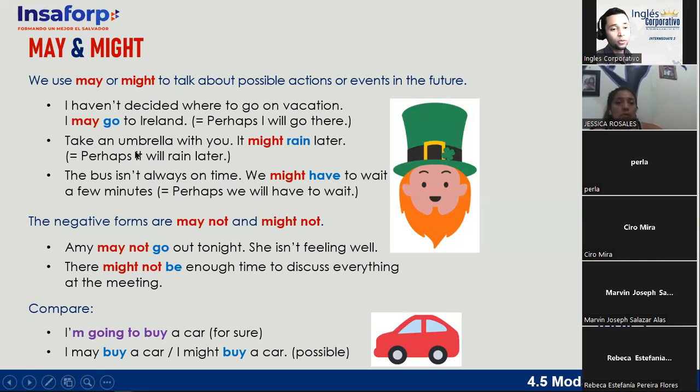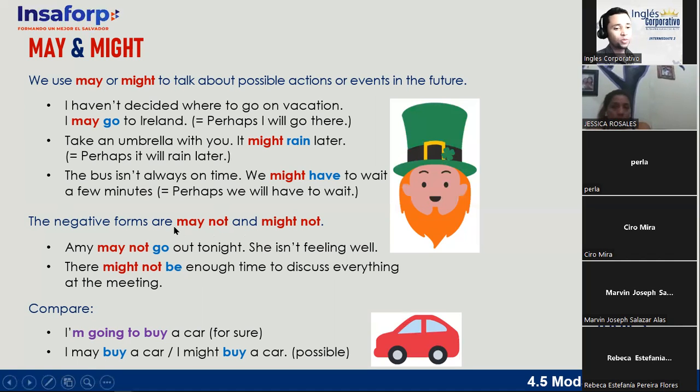Second example, take an umbrella with you. It might rain later, okay? That means perhaps it will rain later. It's possible. But we don't know. Por si acaso, lleves el paraguas, porque puede que llueva. The bus isn't always on time. We might have to wait a few minutes. That means perhaps we will have to wait. Like in El Salvador, right? You have to wait for the bus all the time. So again, the bus isn't always on time. We might have to wait a few minutes. Puede que tengamos que esperar algunos minutos, okay? That means perhaps we will have to wait.